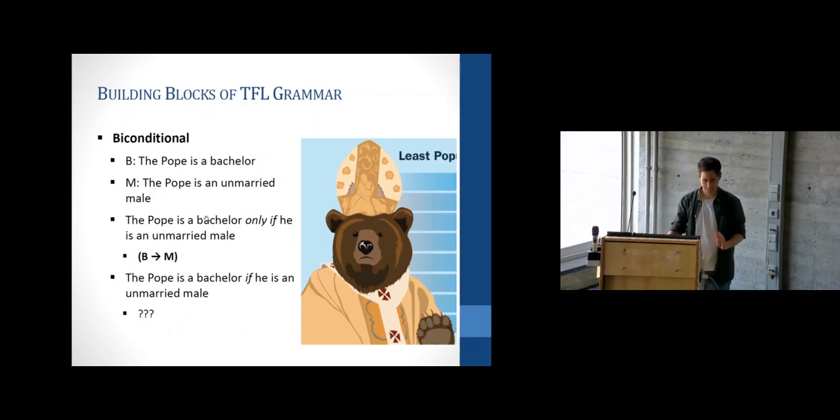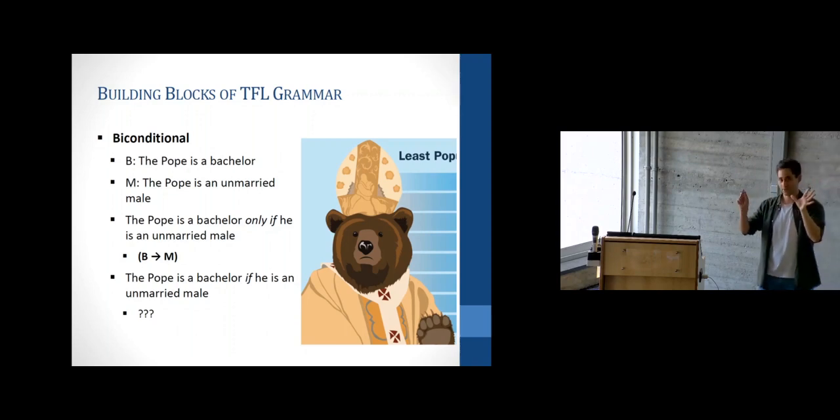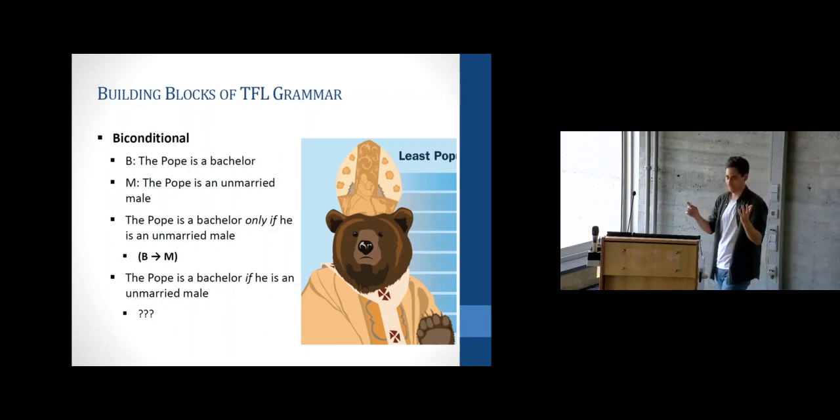Is that clear? Okay, so the sentence, the Pope is a bachelor only if he's an unmarried male, will become if B, then M. But what's the concrete difference between biconditional and conditional? The biconditional says that both directions of the arrow hold, so to speak. A way to think about it: in the case where the order doesn't matter, then it's a biconditional.